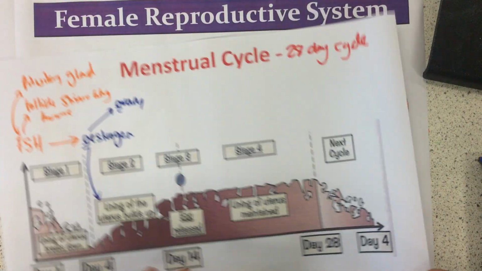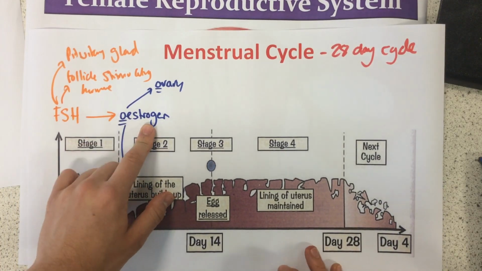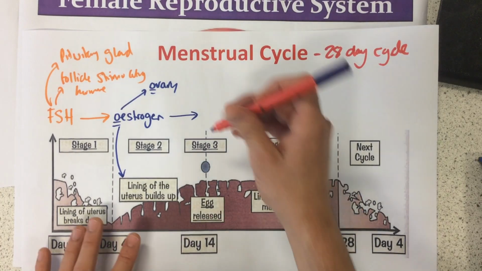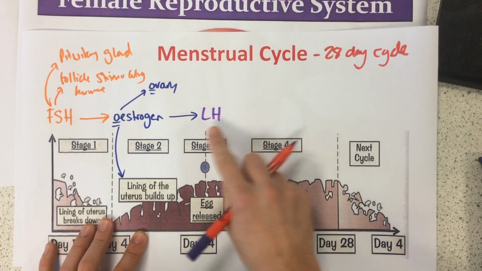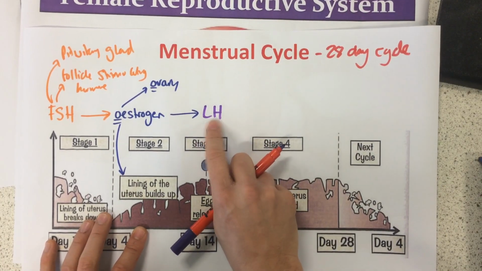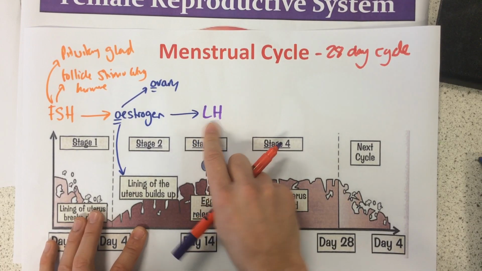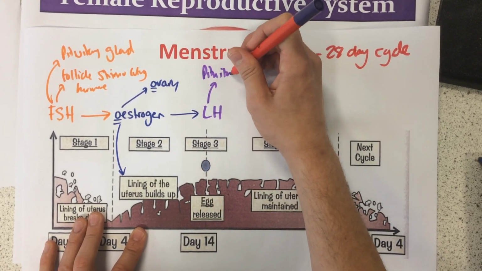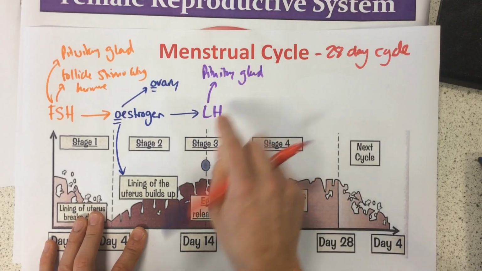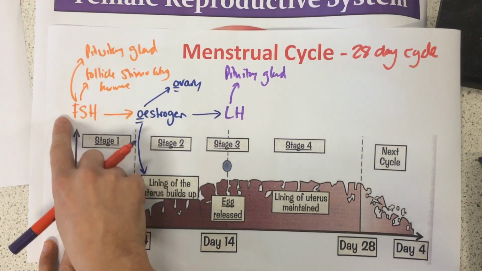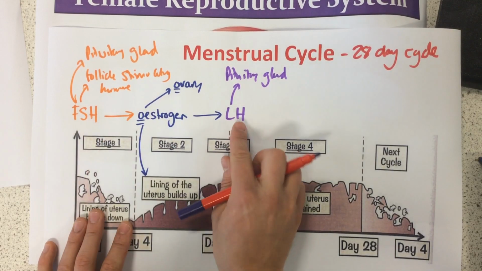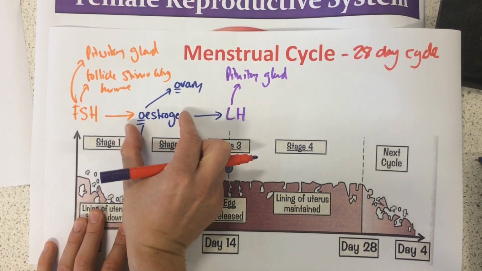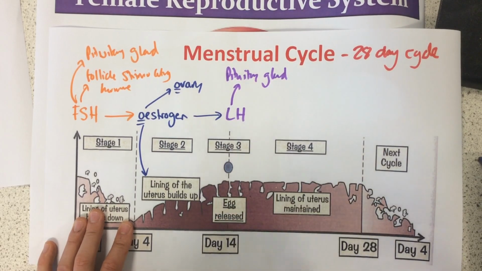Now, when estrogen levels get to a certain level, we have the release of our next hormone. This hormone is called LH. LH stands for luteinizing hormone. This is also released from the pituitary gland. Now, the way that I remember that these ones are released from the pituitary gland is the ones that have letters that stand for them are both released from the pituitary gland. Ones which are words are not. So LH is released from the pituitary gland.